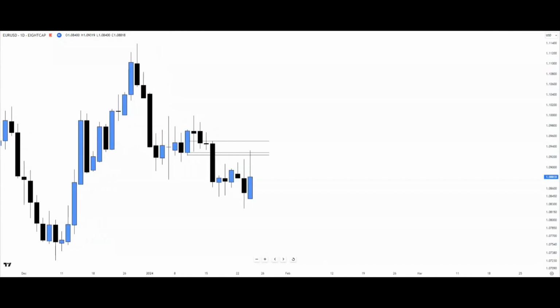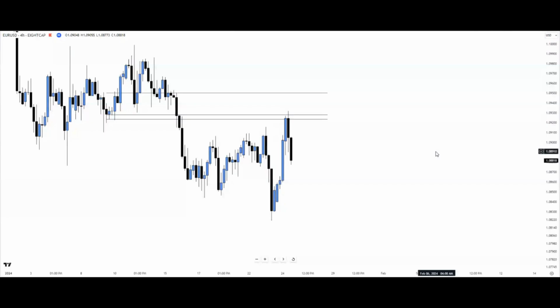And there we have it. So we drop down to the lower time frame, which is the 4 hours, and we cannot see any break of structure or market structure shift here. So let's wait for more confirmation.